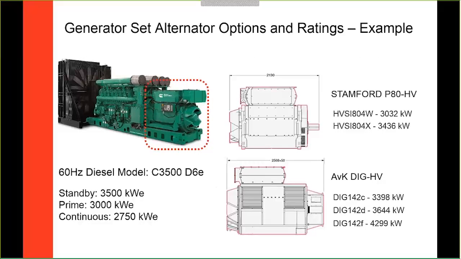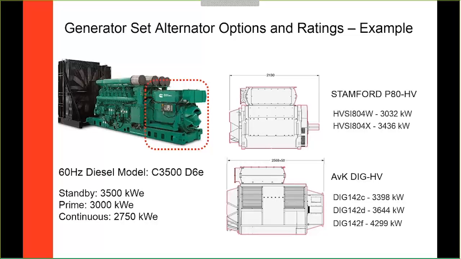So what we're talking about here, and here's a great example. This is one particular product, the C3500D6E, with three different ratings. We talked about 3,500 kilowatts, 3 megawatts, and 2750 at the beginning of this course. On the right-hand side, what you're seeing is actually 5 different alternator options that could be used to achieve any of these ratings. Now, if you look at that first alternator option, that HVSI 804W, you'll see that at a given temperature rise, it's only rated for about 3 megawatts.